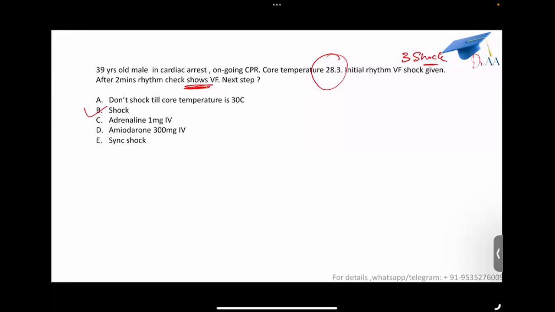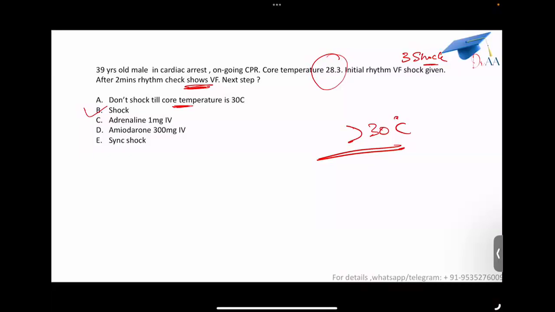We'll stop shocking till 30. Then wait for the temperature to go to 30 degrees Celsius, then we'll start adrenaline. The 4th shock is given once the temperature is more than 30 degrees Celsius. So the next step here will be: don't shock till the core temperature is more than 30. So this will be the right answer.